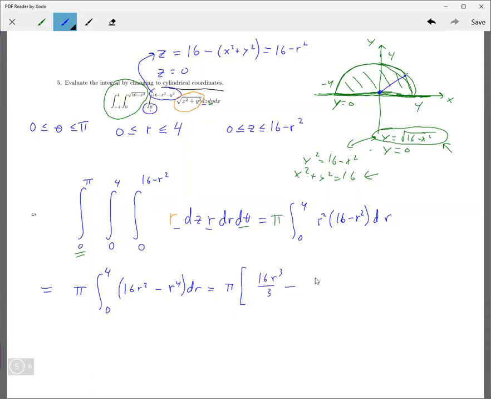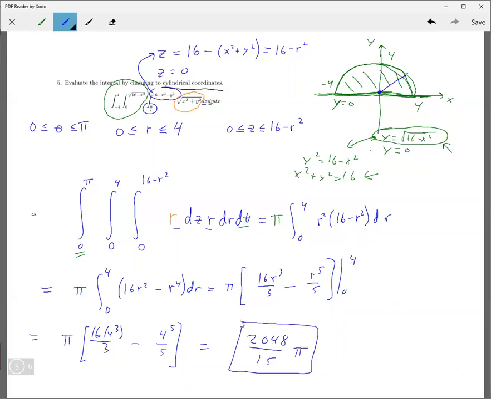So we get 16 r cubed over 3 minus r to the 5th over 5. That's 16 times 4 cubed over 3 minus 4 to the 5th over 5. I put that into the calculator and came up with 2048 over 15 pi. Final answer.